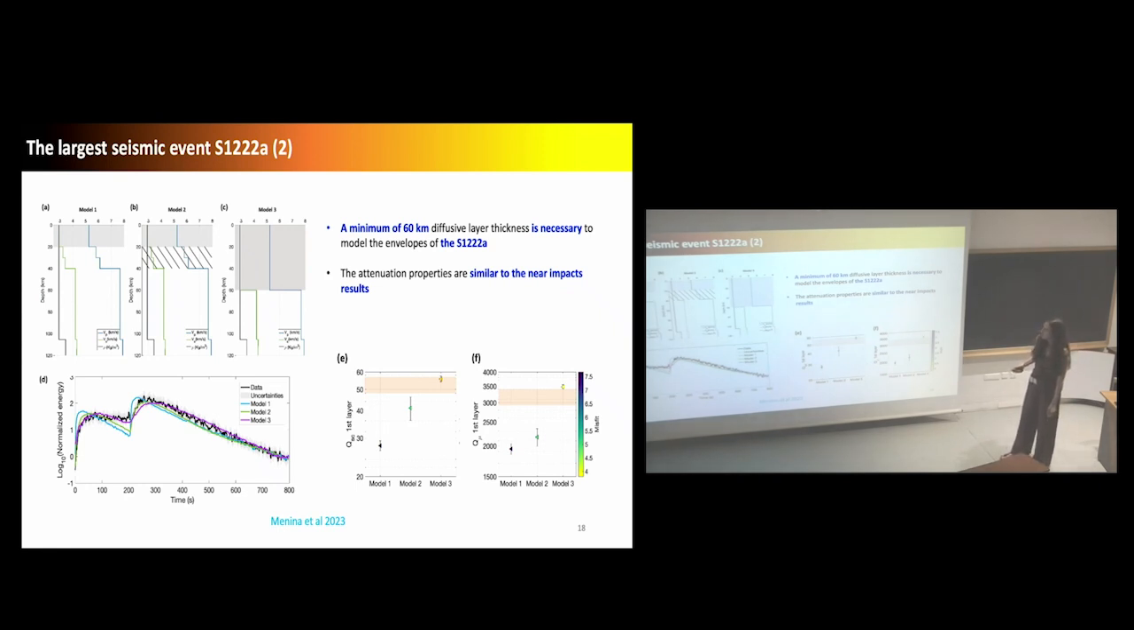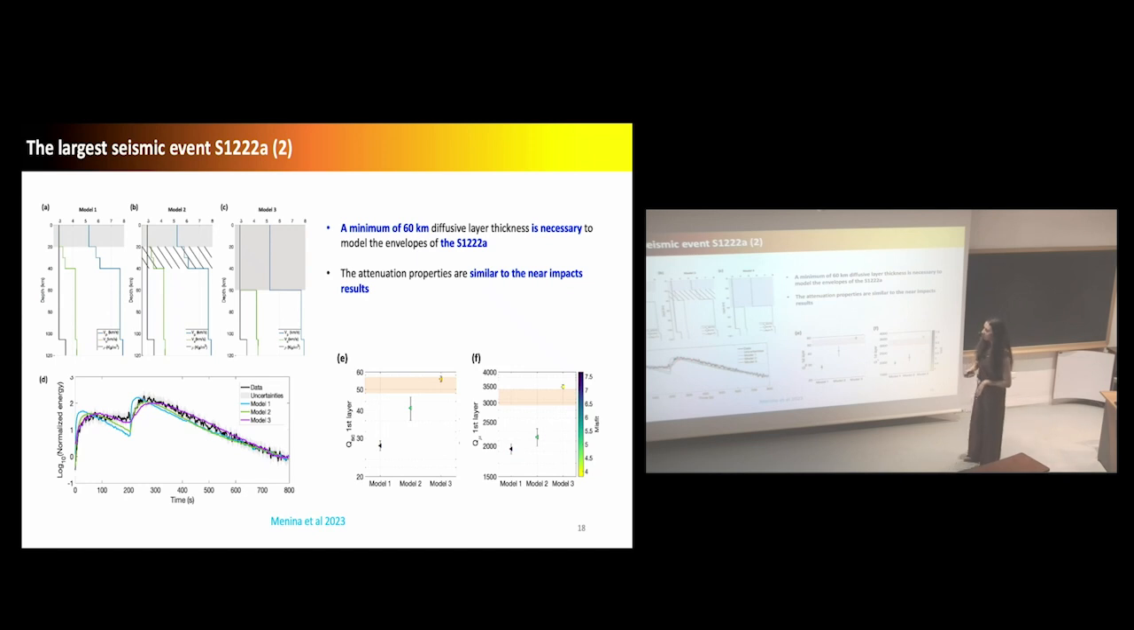So what we tried to do is to invert the envelope of this event, as you can see here in black. This envelope is filtered at 7.5 hertz, using different models. So we first tried what we found with the near impact model. So it's here the first model with the 20 kilometer diffusive layer, and it's the model in blue. You can see that the envelope shape is quite different. What we tried to do after is to manually increase the scattering and absorption in the lower layers, here in the crust. And we observed that we started to see an improvement. So it's the green envelope here.